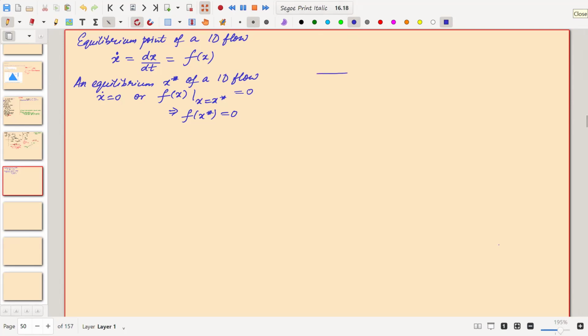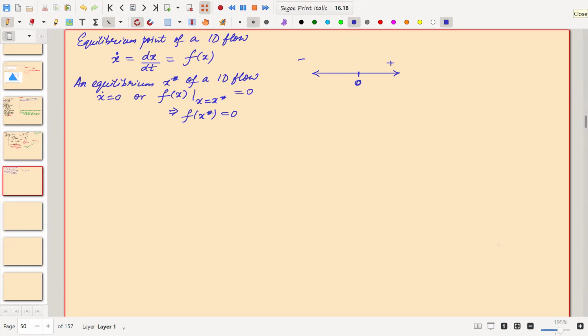Let us visualize. Suppose in 1D flow you have a real line. Only the dynamics will happen on a real line. Real line means you have 0, and here it is positive, here it is negative, right? It can only move either left or right, or stay at the same point. Only these dynamics it can show.